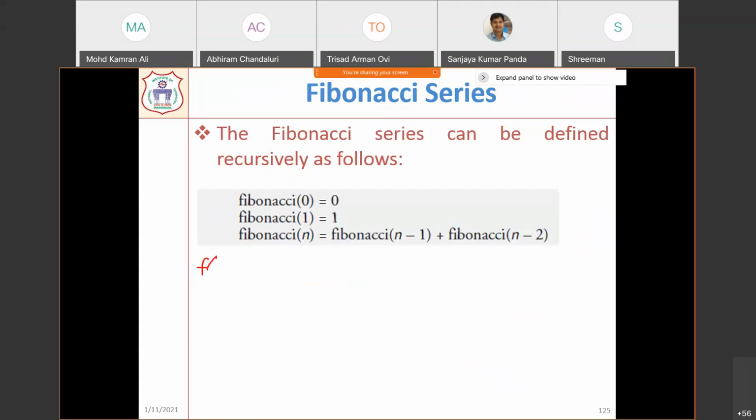So I'll ask you to determine f of 3. What will you say? f of 3 is nothing but f of 2 plus f of 1. True or not? Putting the value 3 here, it is 2 and 1. If you want to solve f of 2, then 2 minus 1 is 1 and 2 minus 2 is 0, so that is f of 1 and f of 0.